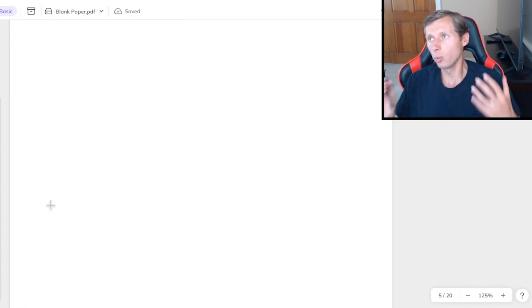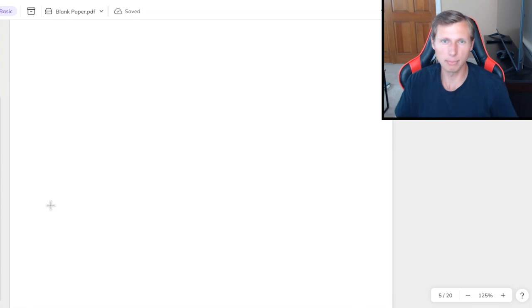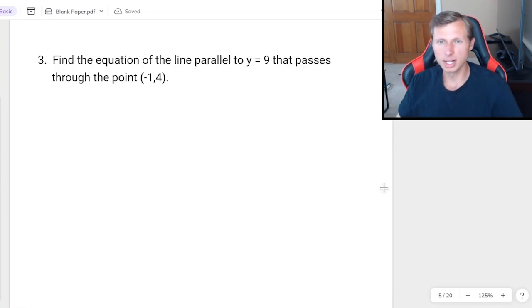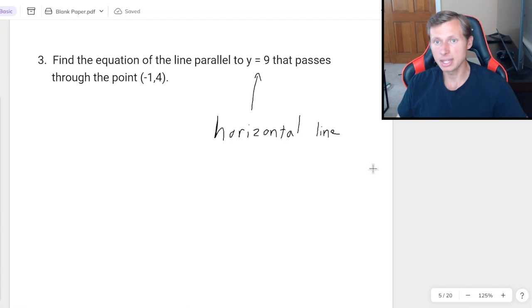These are kind of weird cases that you are going to see at some point. Find the equation of the line parallel to y equals 9 that passes through the point negative 1, 4. This one's weird because it's not written in y equals mx plus b form. Hopefully you realize that y equals 9 is just a horizontal line, meaning that the slope m is just 0.